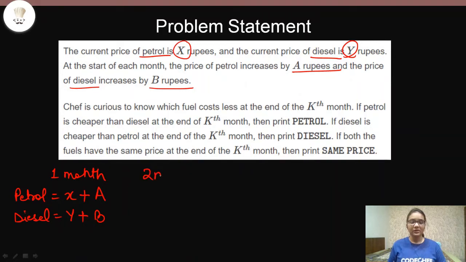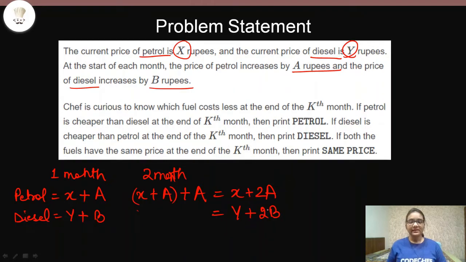Now if we talk about 2 months, at the end of 2 months the price will be like X plus A. This will be the initial price of the first month plus A, which gives us X plus 2A, right? This is the price after 2 months. And same goes for diesel. The price after 2 months for diesel will also be Y plus 2B.